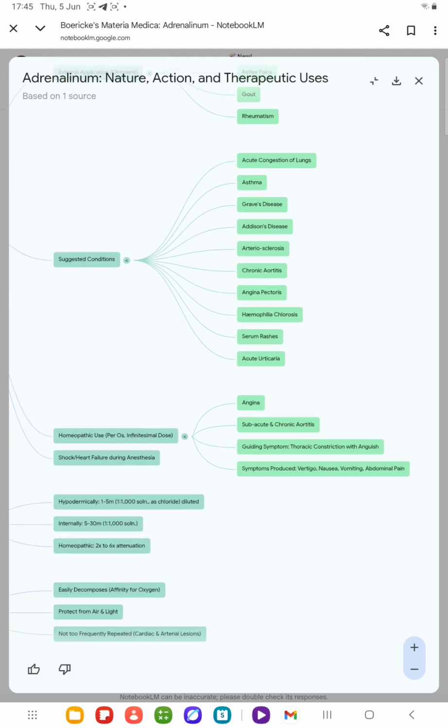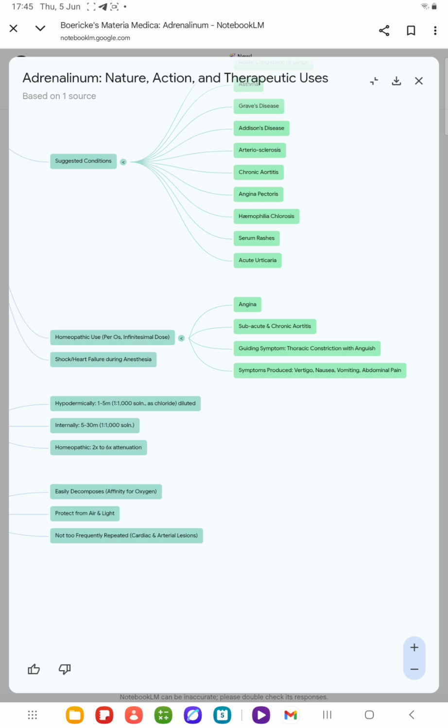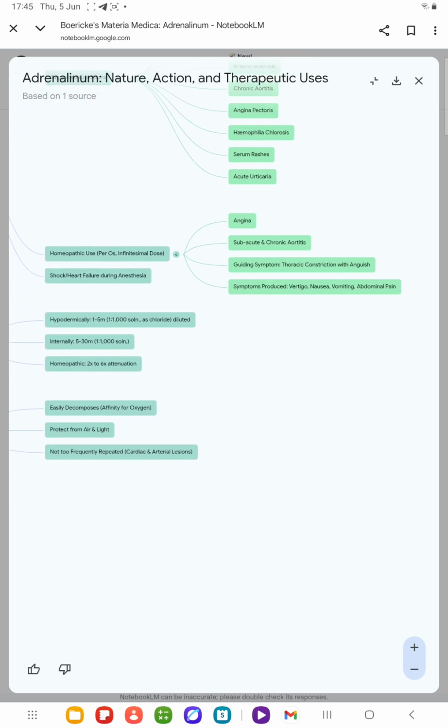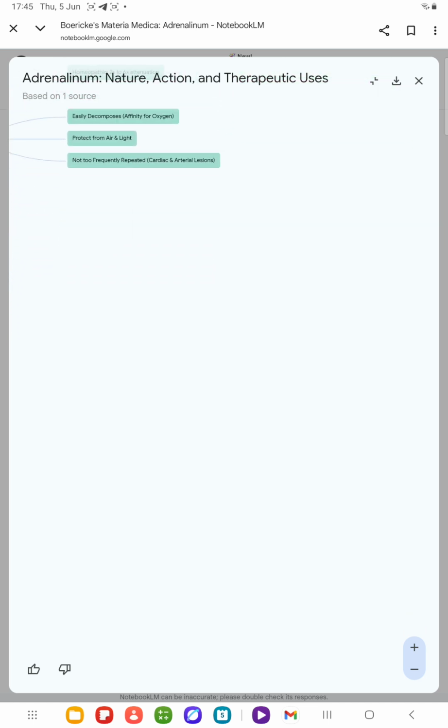Dosage-wise, for material use, it gives figures. Hypodermically, under the skin, 1 to 5 minims, again, tiny drops, of the 1:1,000 solution, often diluted further. Internally, by mouth, 5 to 30 minims of the 1:1,000.